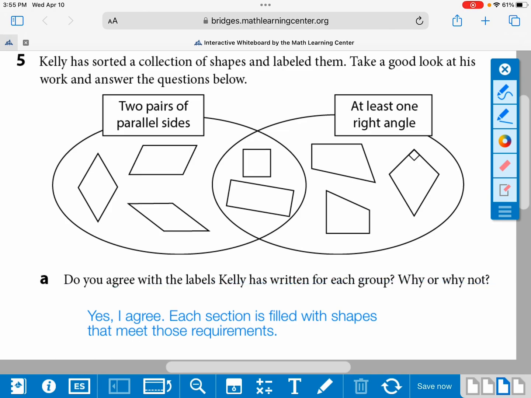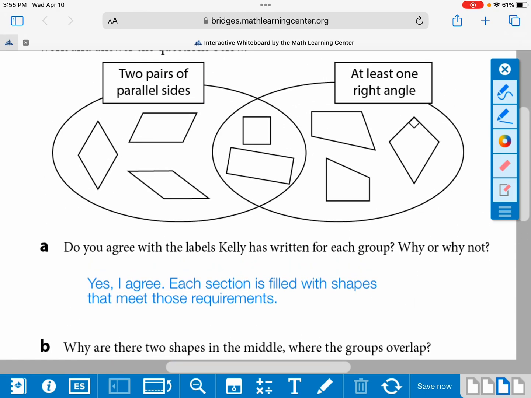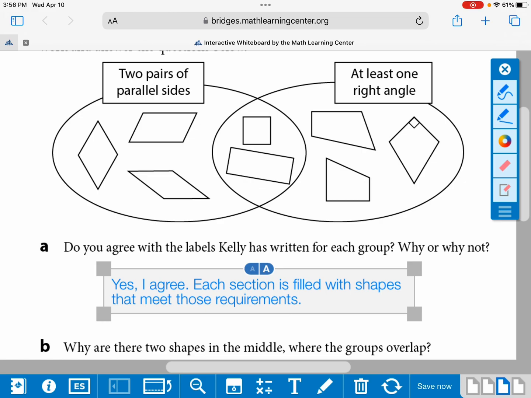For A, do we agree? Why or why not? So this was a 2-point question, so we need to answer both parts. Right now, yes, we do agree. The reason is that each section is filled with shapes that meet those requirements, right?